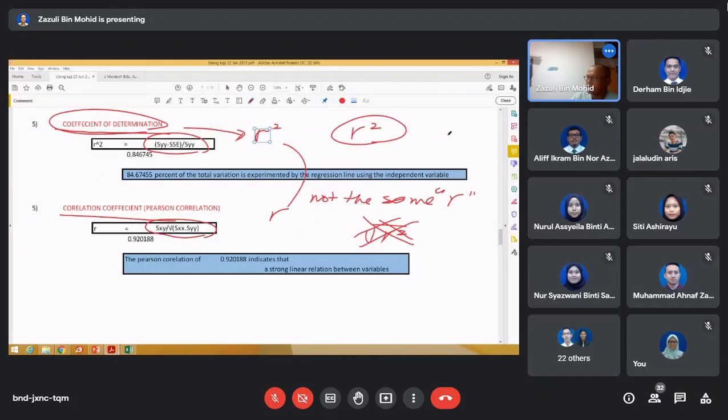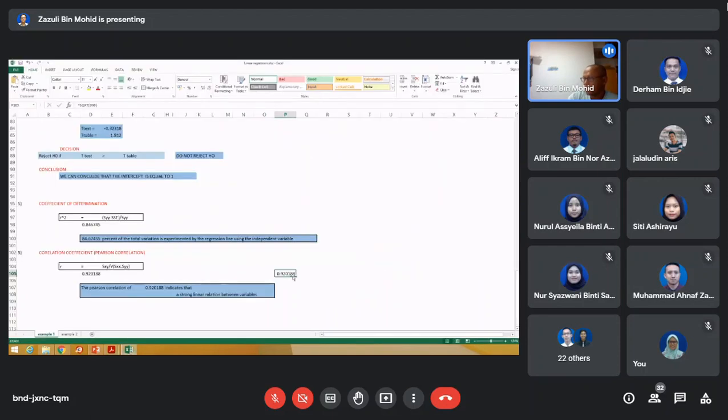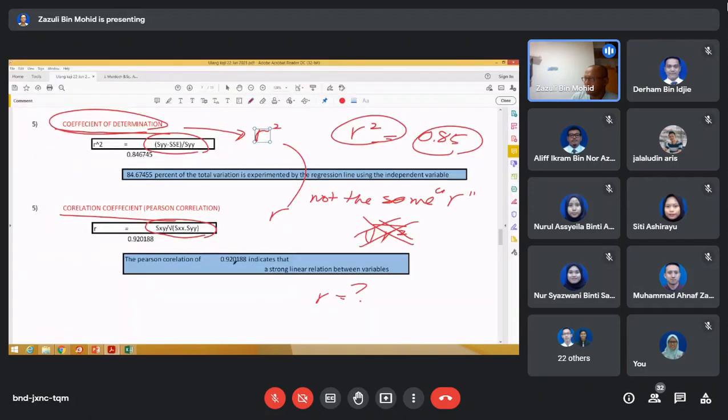R square, you might say that it's equal to 0.85. And people ask you what about the R? So maybe you can square root 0.85. So you got 0.9219. In this case, you have 0.9219.